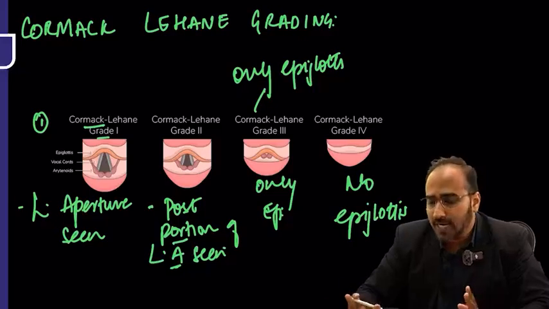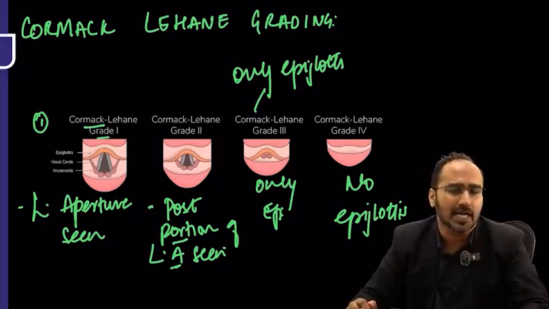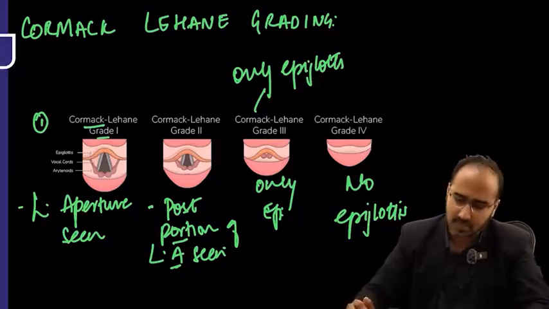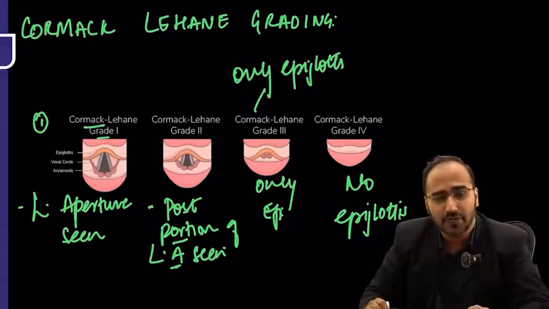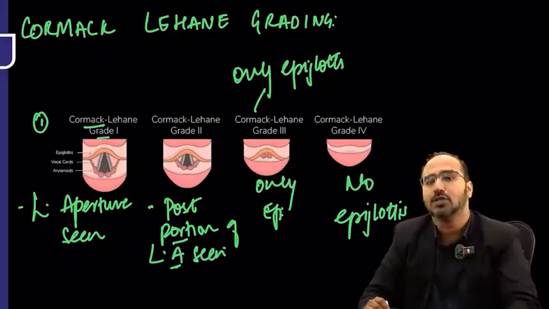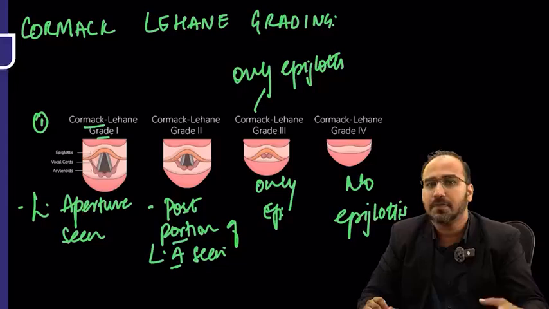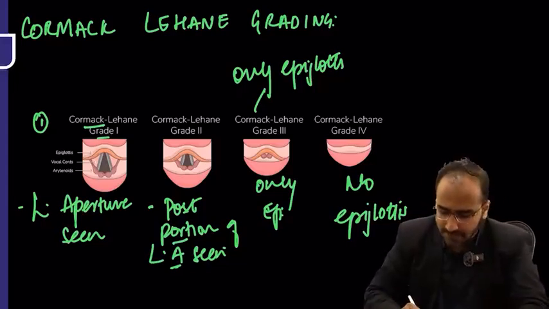For grade 4 kind of laryngeal aperture, it is better that you go for video laryngoscopy for intubating the person. Otherwise, it becomes very difficult. Okay. So remember, this is Cormack-Lehane grading, which is based on the visualization of the vocal cords. But this is always done during laryngoscopy. Okay. When a patient comes for PAC, you don't go for Cormack-Lehane grading and all. You can go for Mallampati.